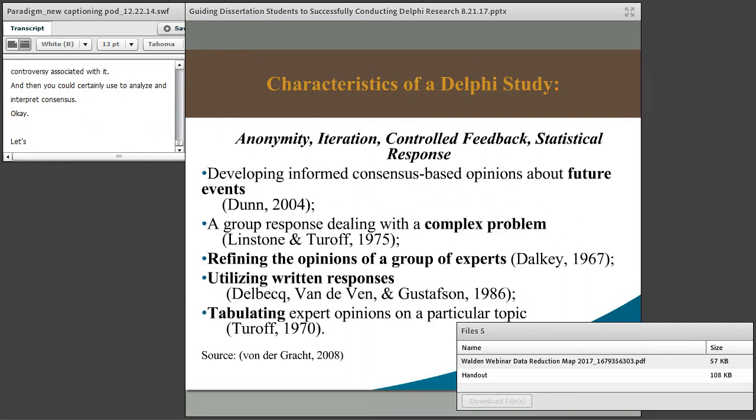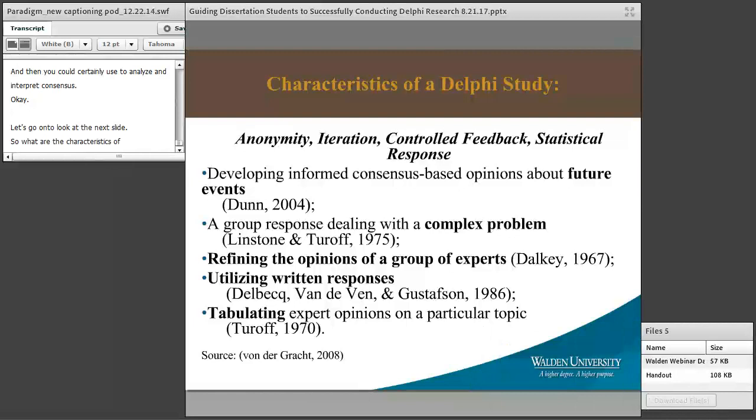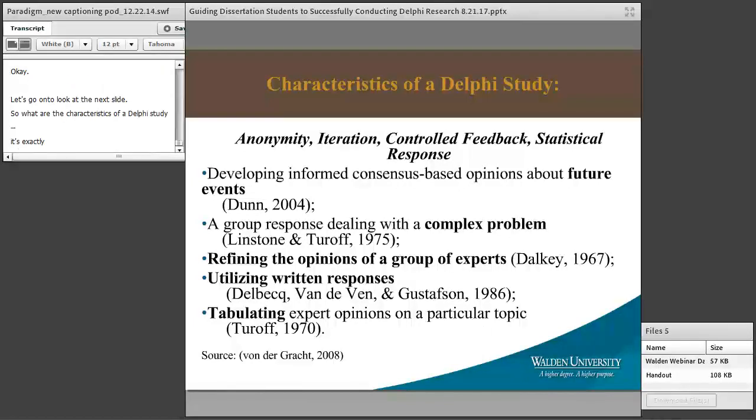Okay, let's go on to look at the next slide. So what are the characteristics of a Delphi study? It's exactly what you just saw. There's anonymity. You noticed that I talked about the use of identifiers, and the participants are not visible to each other. There is iteration, so there's multiple rounds of data collection. There is controlled feedback, so I determine exactly what I want to share with you in terms of the results of the prior round of data collection. And there's a form of statistical response in terms of the measurement of consensus.